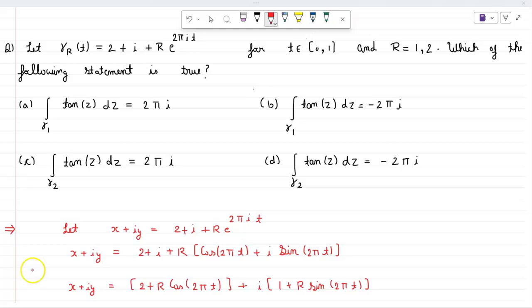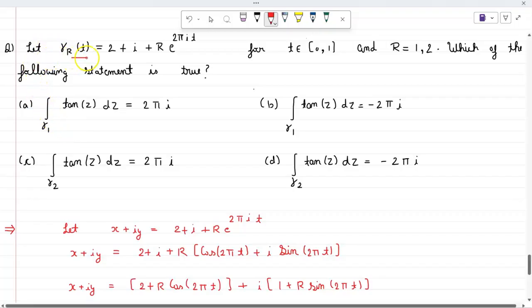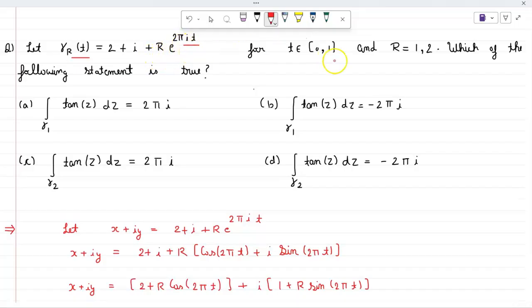So today we are going to solve a question of complex analysis, and let's move to the question. The question is: let gamma r(t) equal 2 plus iota plus r e raised to the power 2 pi iota t, where t belongs to [0, 1] and r is 1 and 2. Then we have to find out which of the following given statements is true.